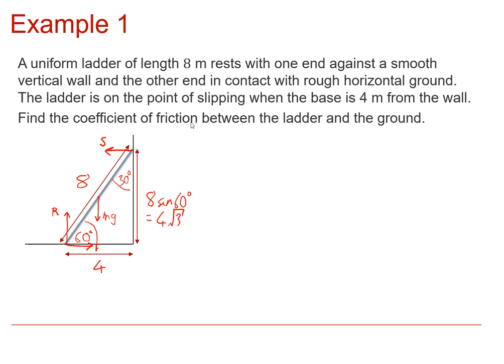Now we need to try and resolve some forces. Let's start with the vertical direction. So if I resolve in the vertical direction, then what forces are acting? Well, I have the normal reaction force R acting upwards, and the weight mg acting downwards. So I have R minus mg equals 0 because it's in equilibrium, and that tells us that R itself is equal to mg.